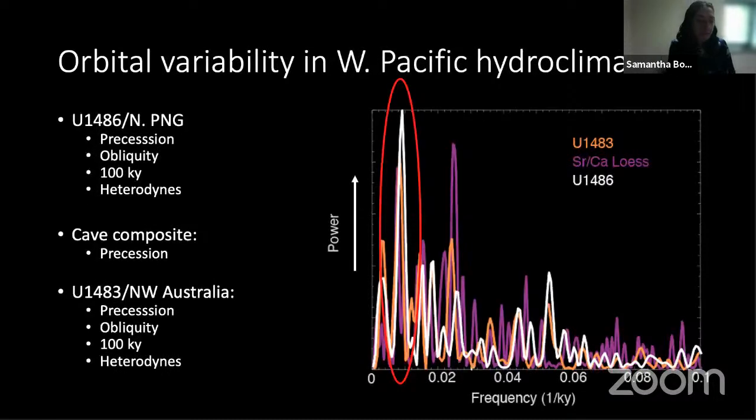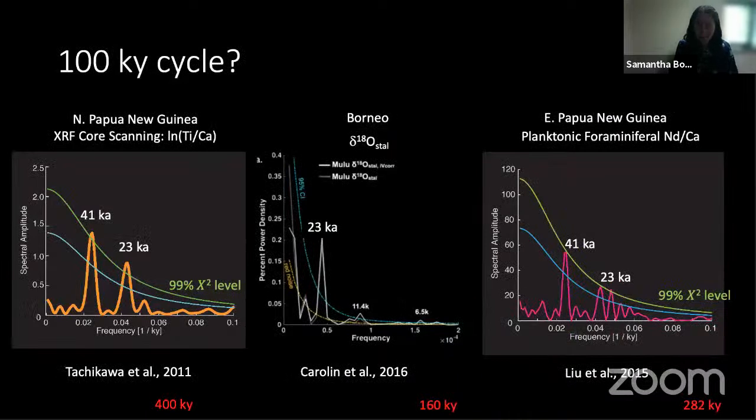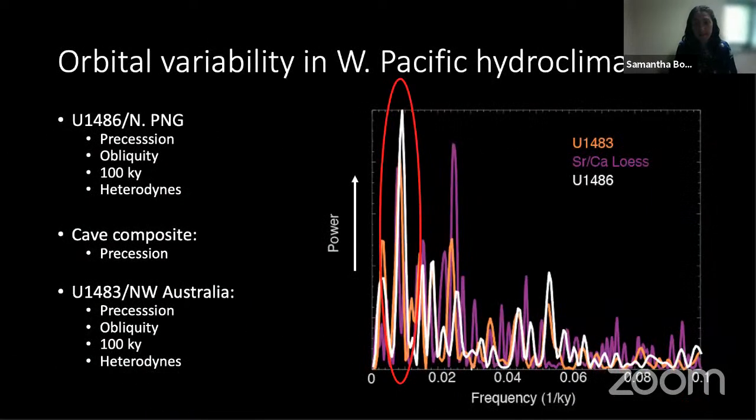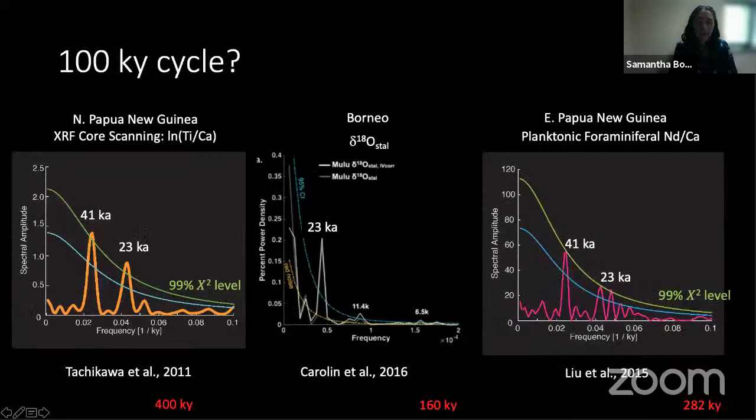All right, and finally, we'll take a closer look at this very strong 100 kiloyear band that we see in our record, but also off of Northern Australia and in China, at least in the strontium calcium loess record. One of the first things that's puzzling is that we see this very strong 100 kiloyear band at our site. But if you remember back to these three prior studies from the warm pool region, none of these showed a 100 kiloyear cycle in their power spectra.